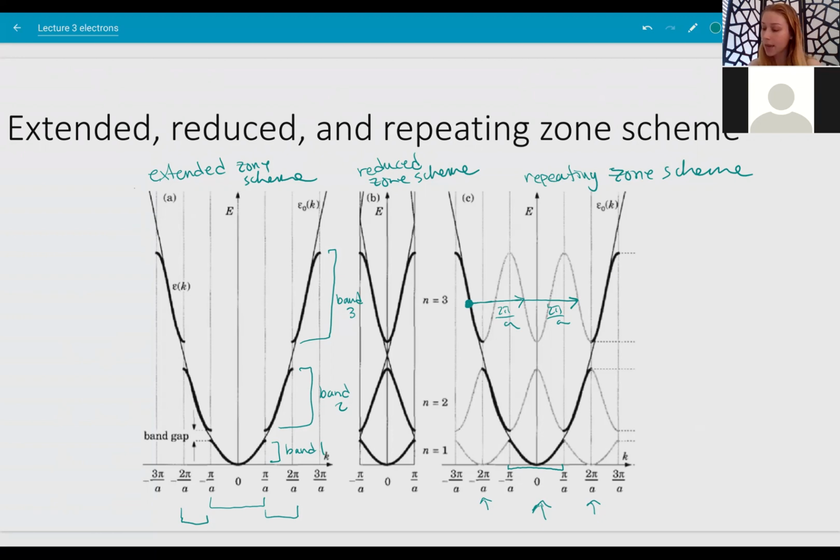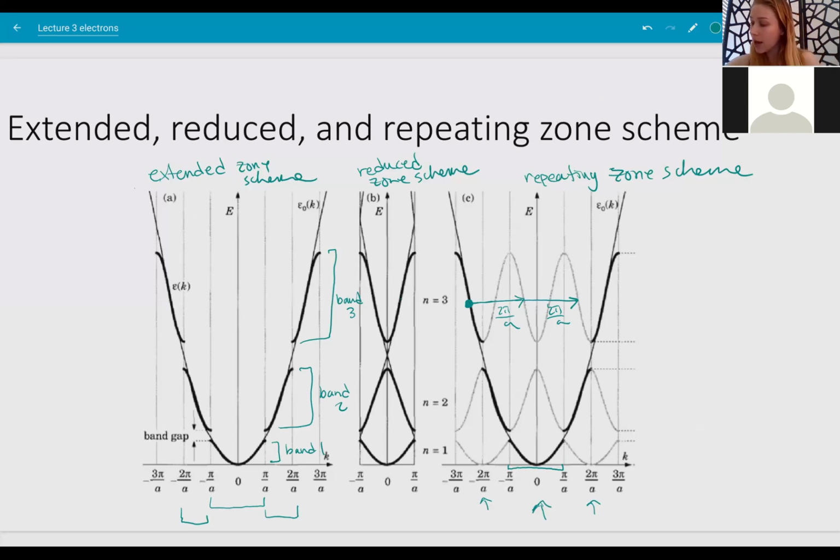So that is to say, if I wanted to define everything in the first Brillouin zone, I could just translate everything into the first Brillouin zone. That is the reduced zone scheme. If I started with the reduced zone scheme and for whatever reason wanted to talk about something in another Brillouin zone, it would be equivalent to translate what's happening here by 2 pi over A, 4 pi over A, 6 pi over A, and so on and so forth.